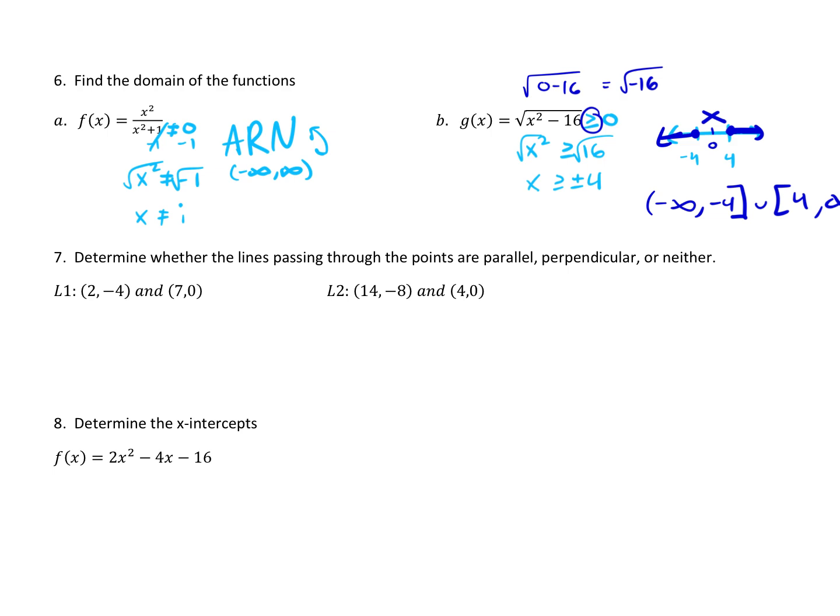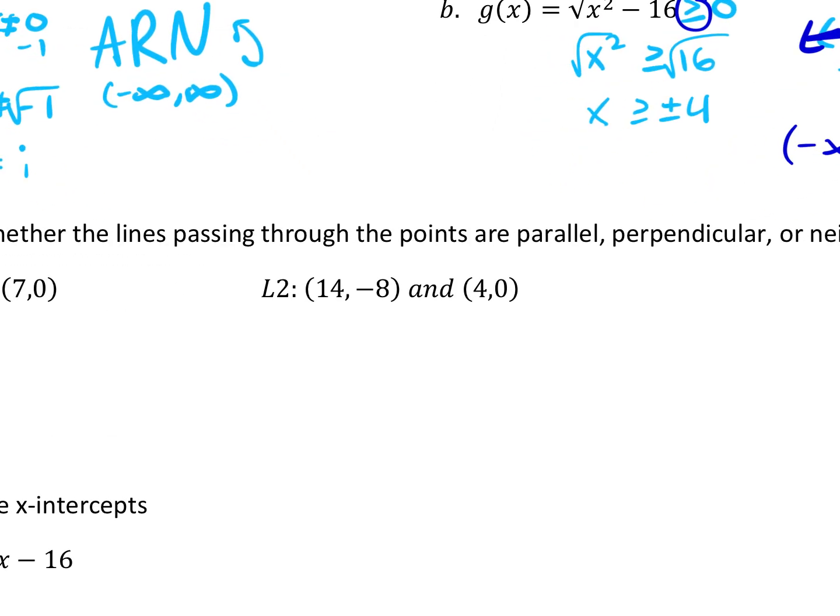For 7, determine whether the line passing through the points are parallel, perpendicular, or neither. So parallel means that they're going to have the same slope. Perpendicular means that it's going to be opposite reciprocal slopes. So an example of opposite reciprocal would be if we had like 3 over 4 and then negative 4 over 3.